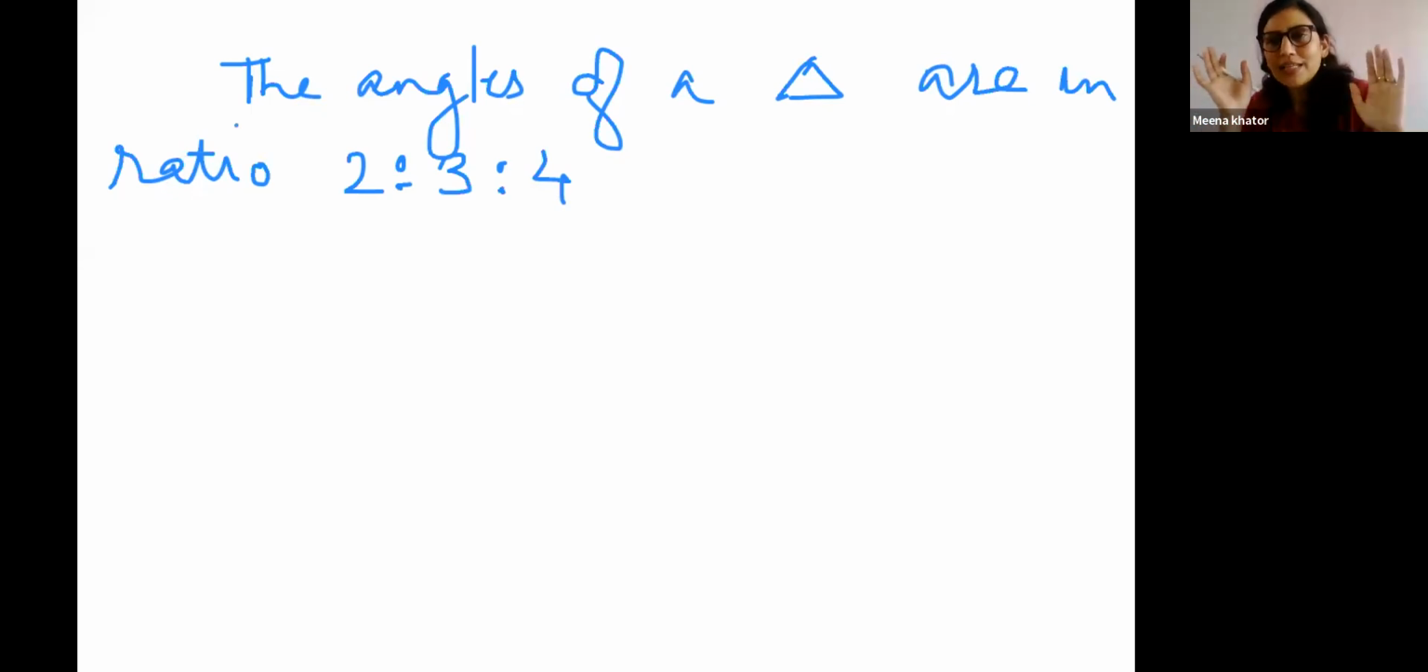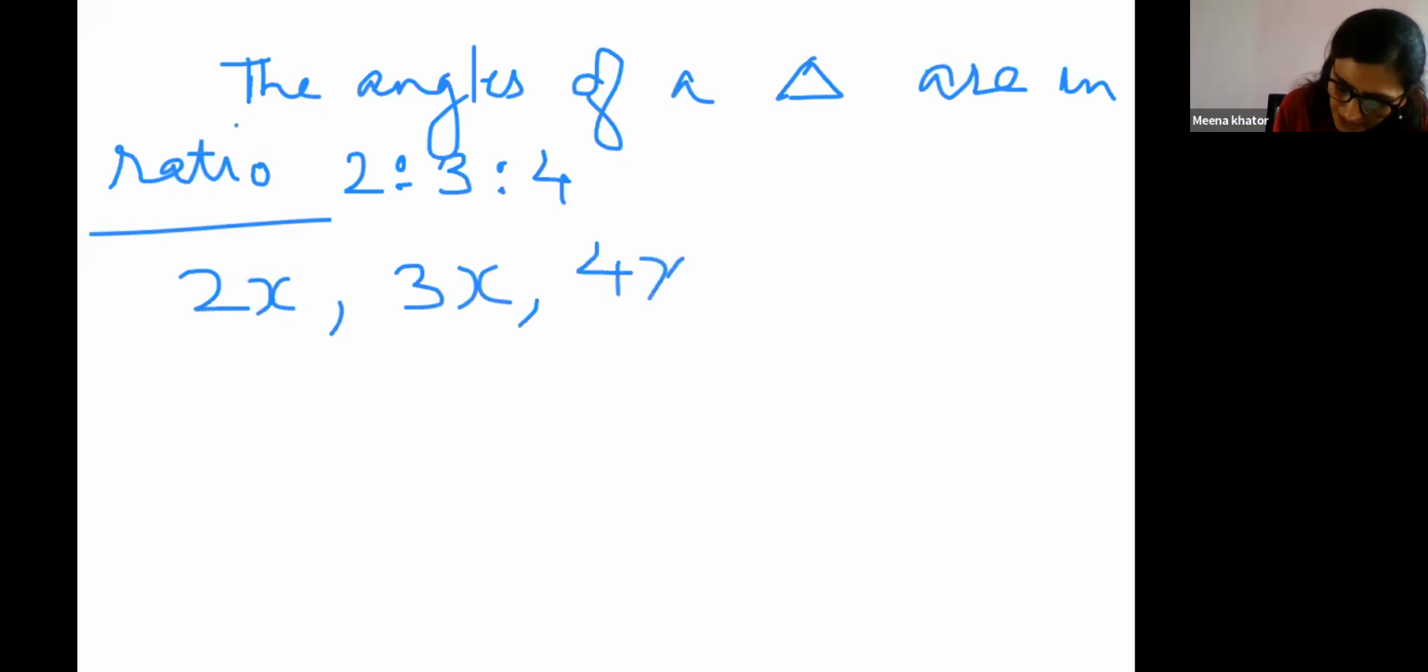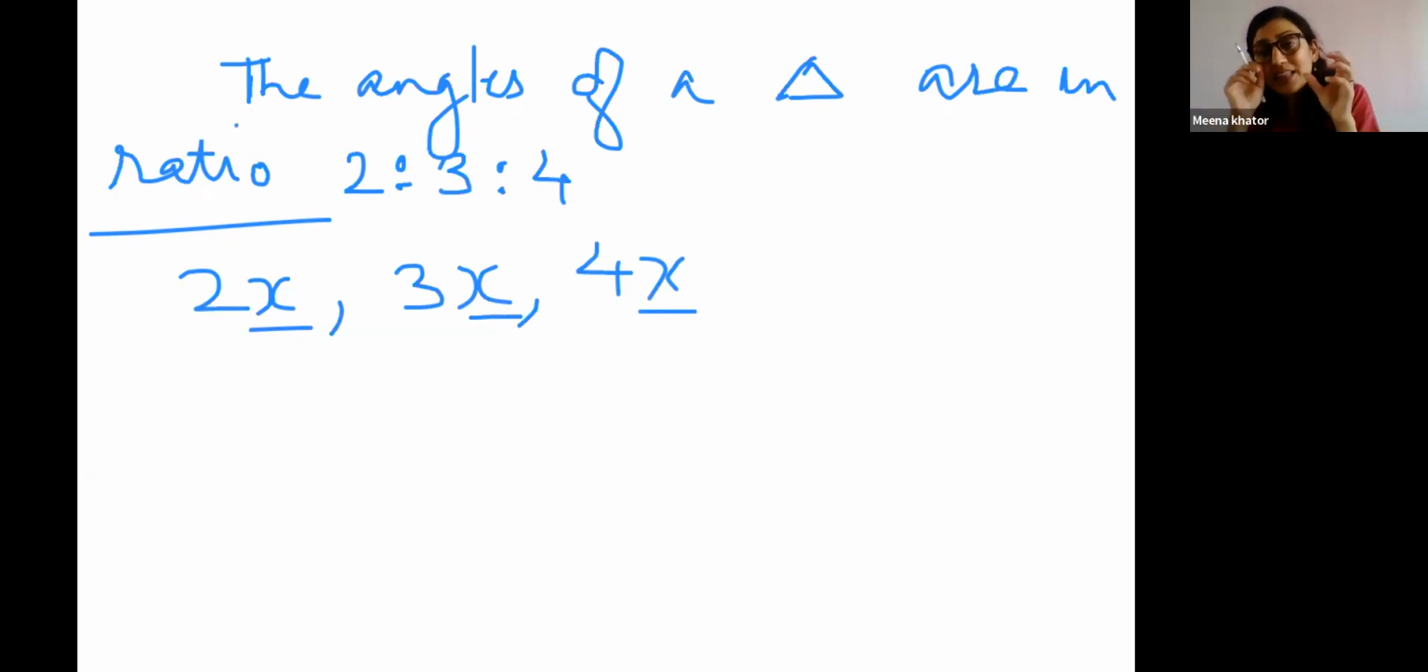We will multiply each ratio with a fixed variable. We don't know what that is, so we are calling it a variable. So let the angles be 2x, 3x, and 4x. I'm multiplying all of them with a fixed quantity, because that is how we can compare. Something has to be common in all three. So this common factor is x here.